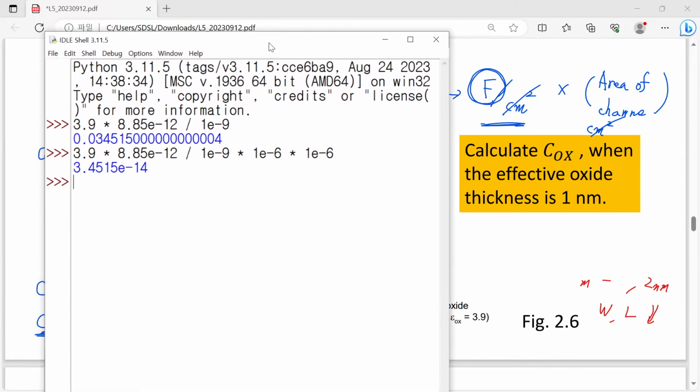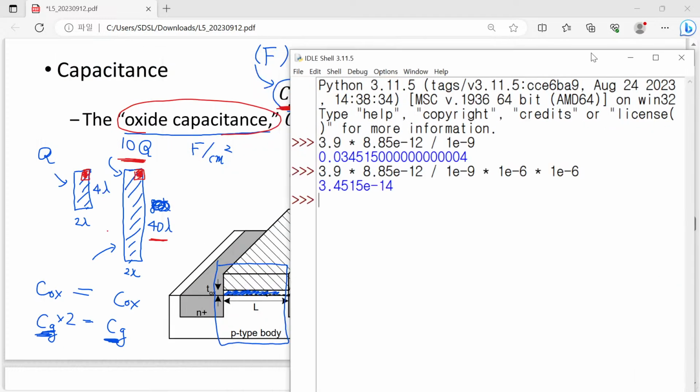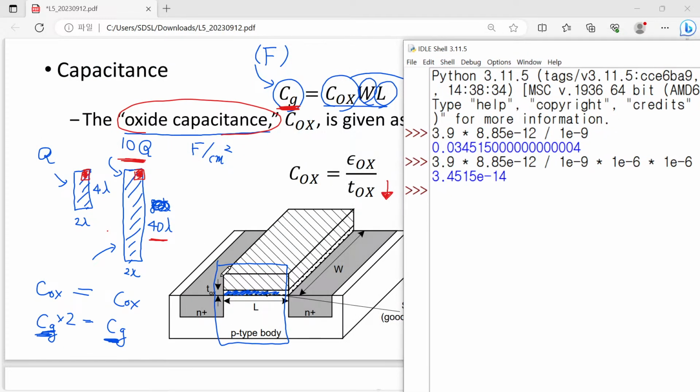Yes, so this is our exercise. Let's try to calculate the oxide capacitance COX, which has the unit of farad per unit area, when the effective oxide thickness is 1 nanometer. Then how can you calculate it? That is given by the permittivity of oxide, epsilon oxide, divided by the oxide thickness.